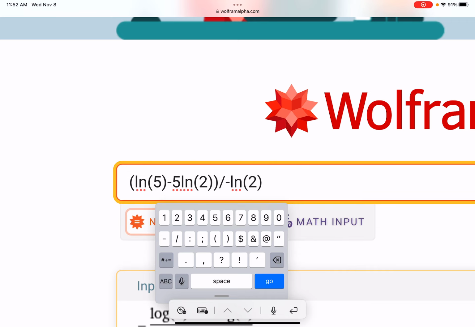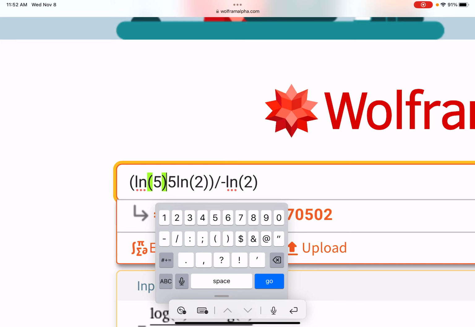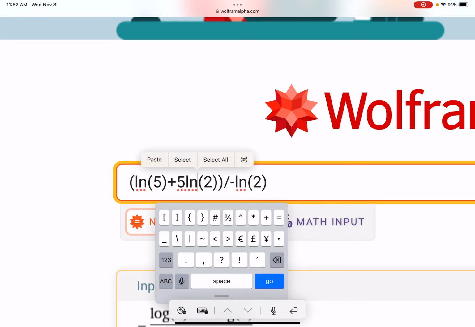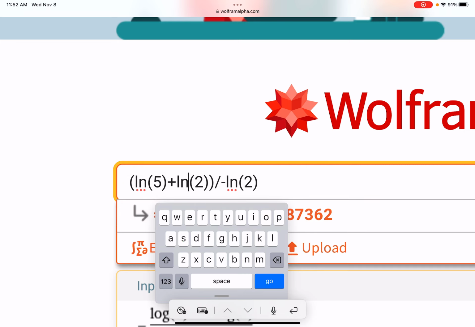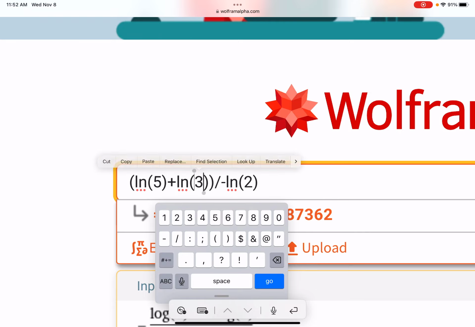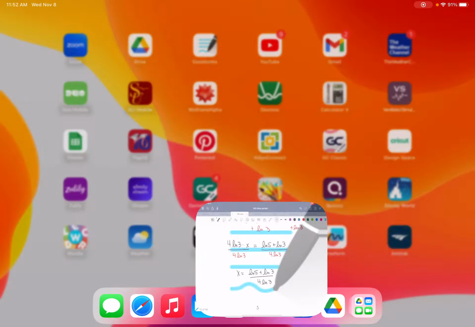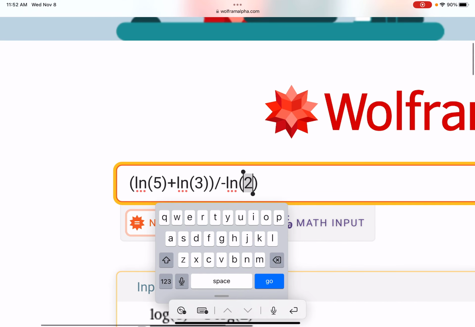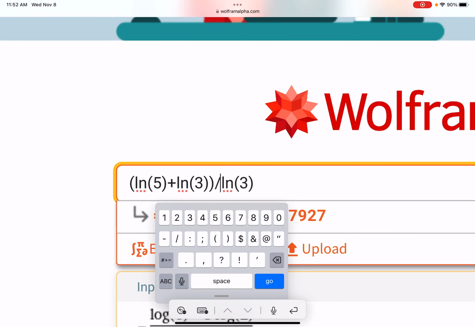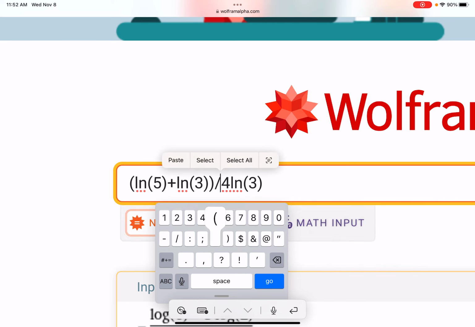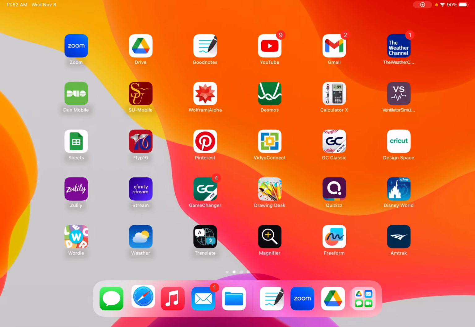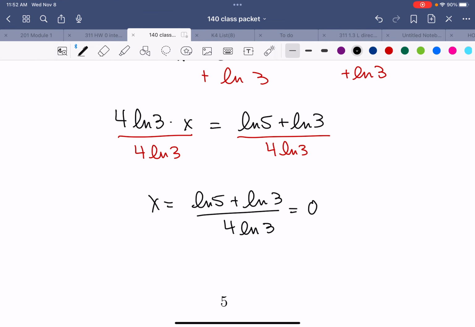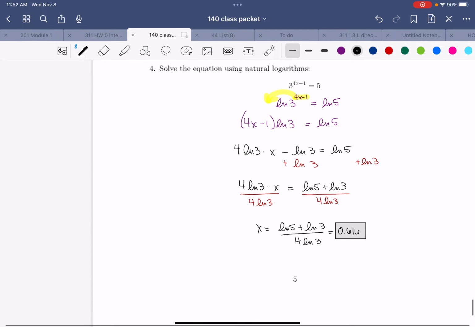Plus ln 3, divided by 4 ln 3. And we get 0.616. Okay.